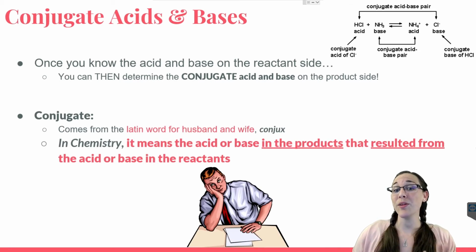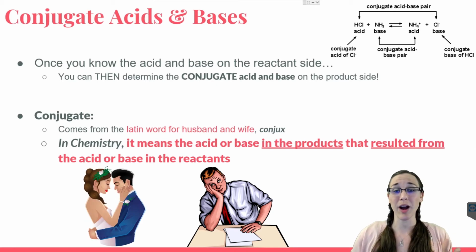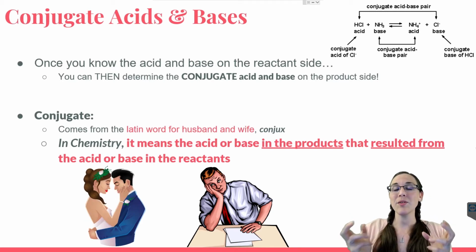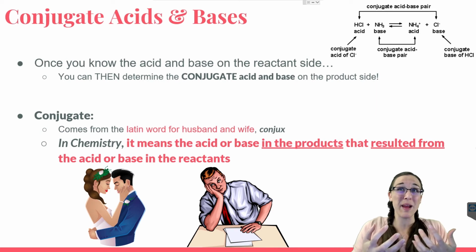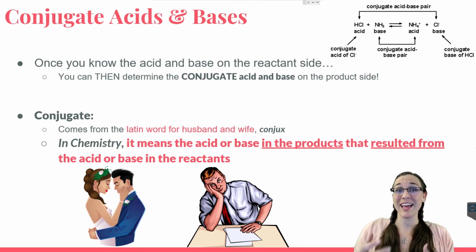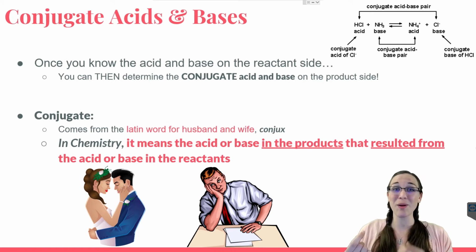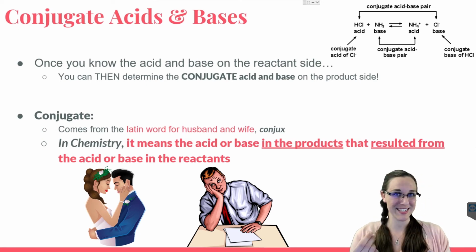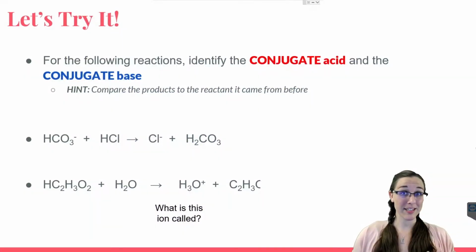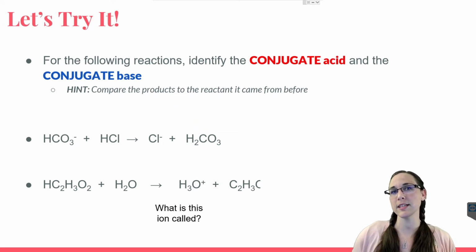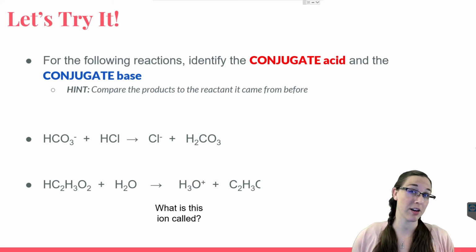Just thinking about what the word conjugate means, like in Latin for husband and wife, conjux, we know that it means a pair or a mated pair in that case. But in chemistry, conjugate would literally mean that it's the pair created from the reactant side. So again, there's going to be an acid paired with a conjugate base and a base paired with a conjugate acid. So using the same exact equations we used earlier, let's see if we can figure out which of the products is the conjugate acid and which one is the conjugate base.